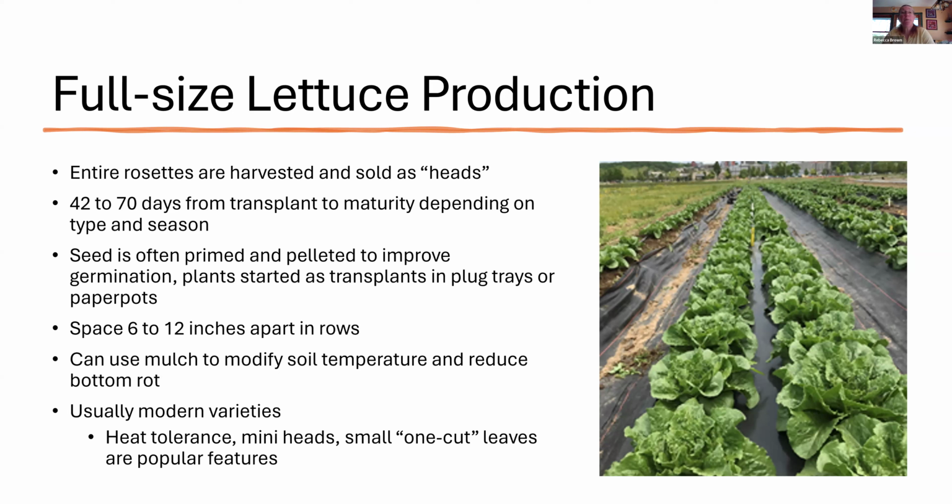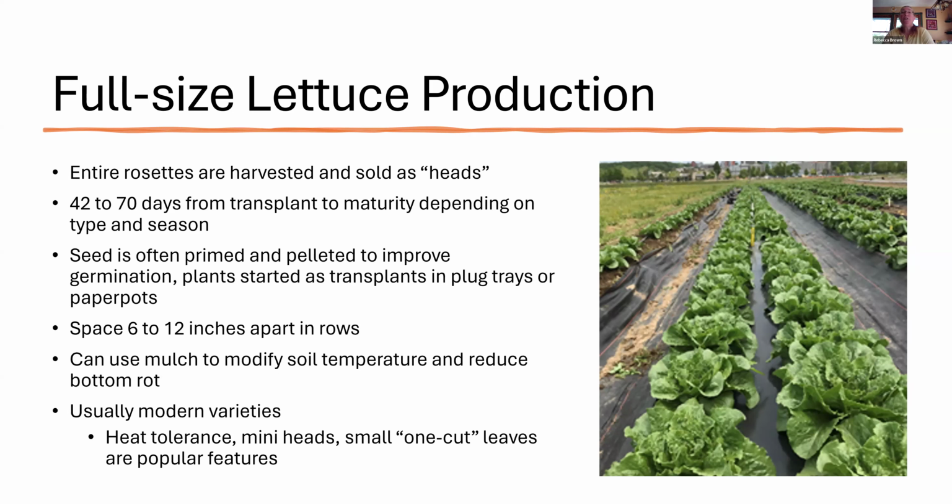Spacing is pretty flexible. It depends in part on what you want for your full head size. Mini heads can be spaced as close as 6 inches apart in the row and 6 inches apart between rows. Full-size heads, you're looking at 12 inches apart in the row and anywhere from 18 to 36 inches between rows.